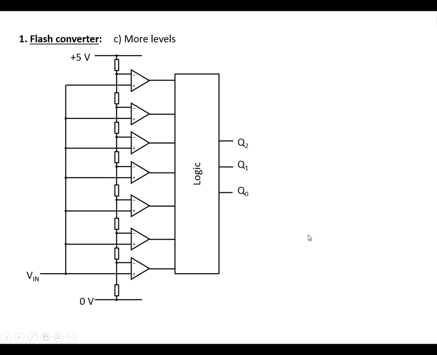If we wanted more levels, we need to have more comparators and more voltages to compare it with. So in this system, we've got a 3-bit system. And this means that we've got 2 to the 3, which is 8 voltage levels. That's 1, 2, 3, 4, 5, 6, 7, 8 voltage levels or 8 voltage ranges. And we're going to need 7 comparators because it's either going to be below this one, between these, between these, between these, between these, between these, between these, and above this.